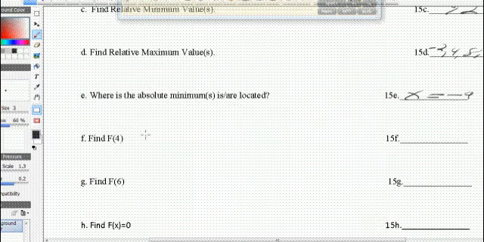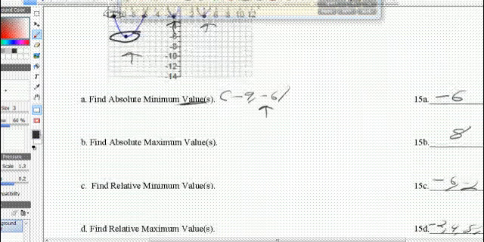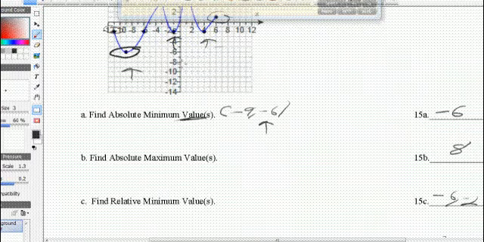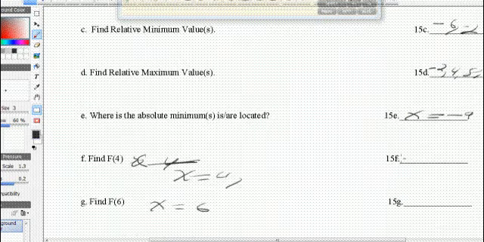F of f says when my x is 4, what is your y? When my x is 6, what is my y? So I'm going to go to 4. Boom. I get a minus 2 for my answer right there, because that point is 4, minus 2. Minus 2. Same thing for that guy. You have a 1. That's why that's 1.